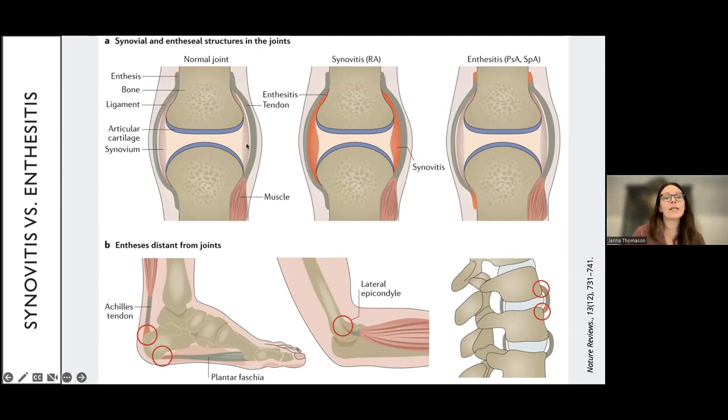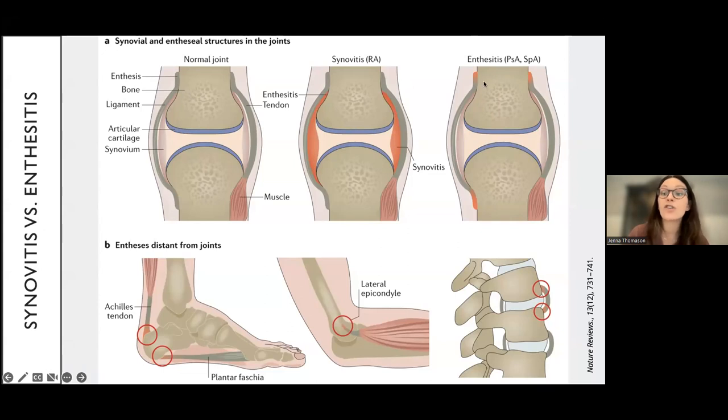So this is a normal joint here with the bones coming together and cartilage here. And then there's the synovium here. And in this patient that has synovitis, the inflammation is inside of the joint. Patients that have enthesitis related to their spondyloarthritis might say to you that the pain is around the joints. And that is absolutely accurate, because enthesitis is inflammation where the tendon inserts into bone.